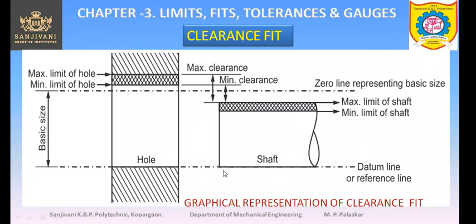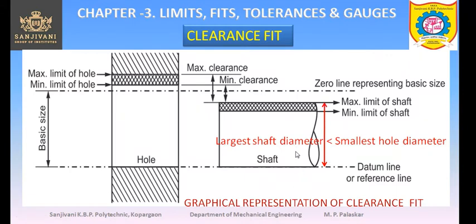So first of all, what is the condition of clearance fit? In clearance fit, the largest shaft diameter is less than the smallest hole diameter. So what is the largest shaft diameter? This is the shaft, and this is the tolerance for the shaft. This is the minimum or smallest shaft diameter, but from here to here, that is the largest shaft diameter. Once again, this is the largest shaft diameter.